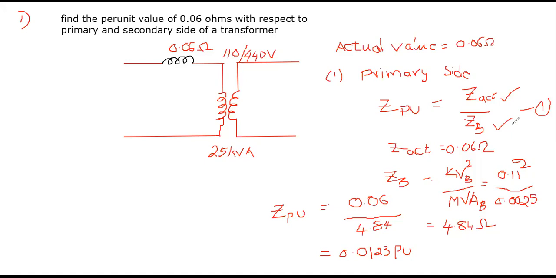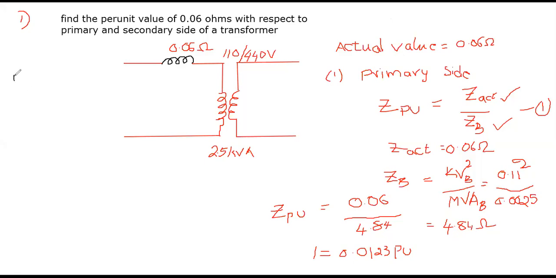Yesterday, we talked about the advantages of per unit value representation. The third advantage is that the per unit value of the transformer is the same, whether you consider the primary side or the secondary side. Now we are going to prove the same: how the per unit values are the same even if you transfer the value to the secondary side. This is about the primary side. Just remember that per unit is equal to 0.0123 with respect to the primary side. Now we are going to see the secondary side.